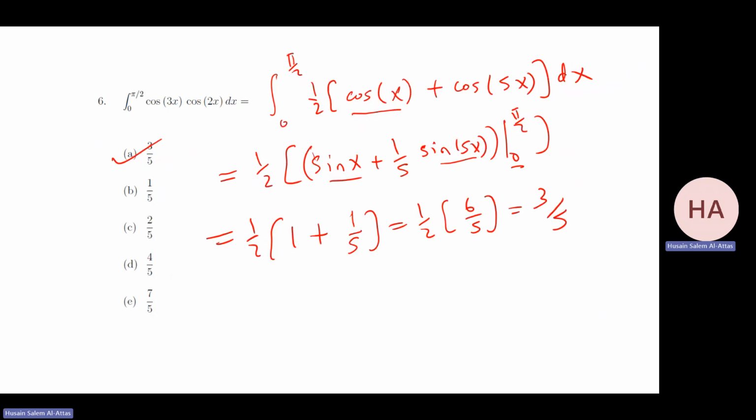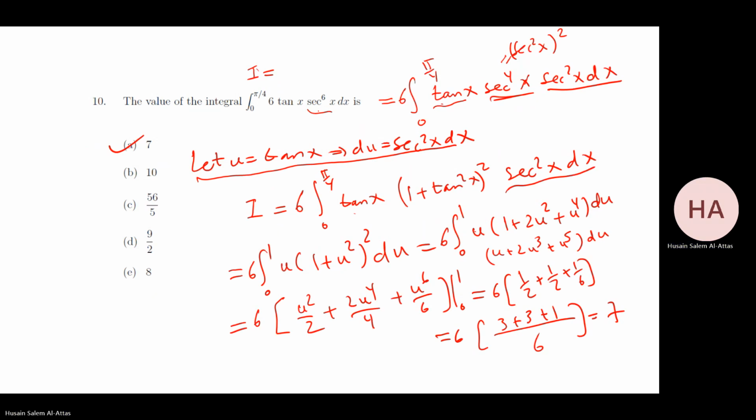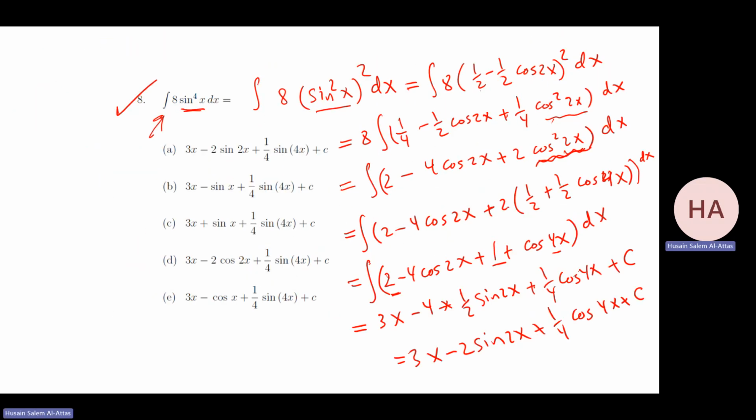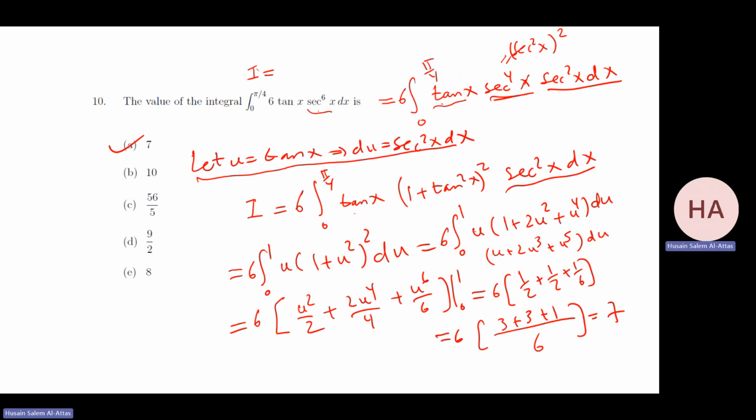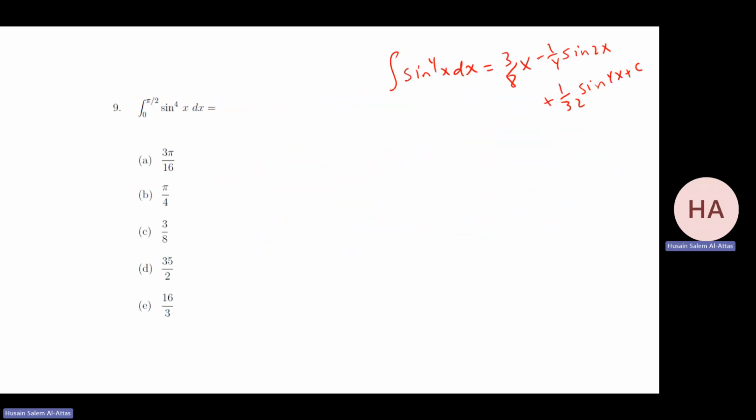I just divide everything by 8. 3 over 8, minus 1 over 4, plus 1 over 32. I'm dividing by 8. No, sorry, this one should be sine. Yeah, that's good that we saw it. This one should be sine. So this would be the answer. Sometimes we write something and we say something else.